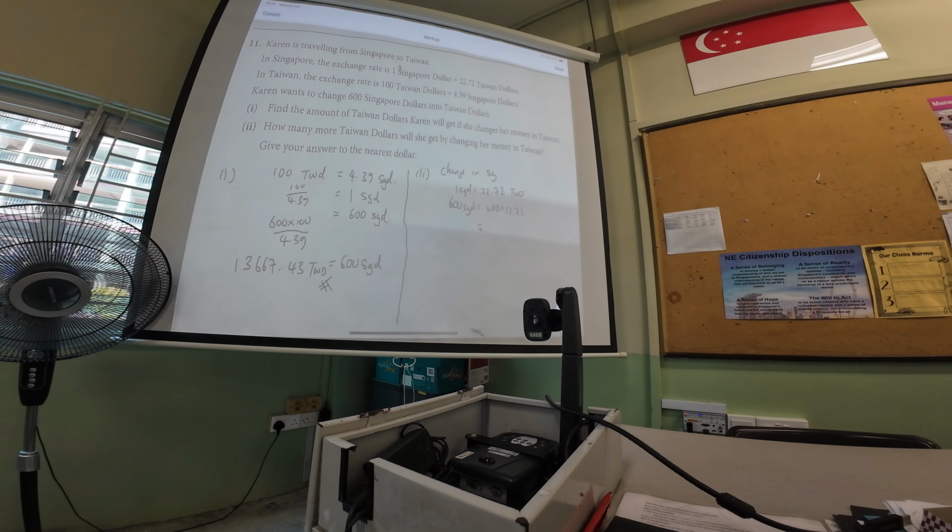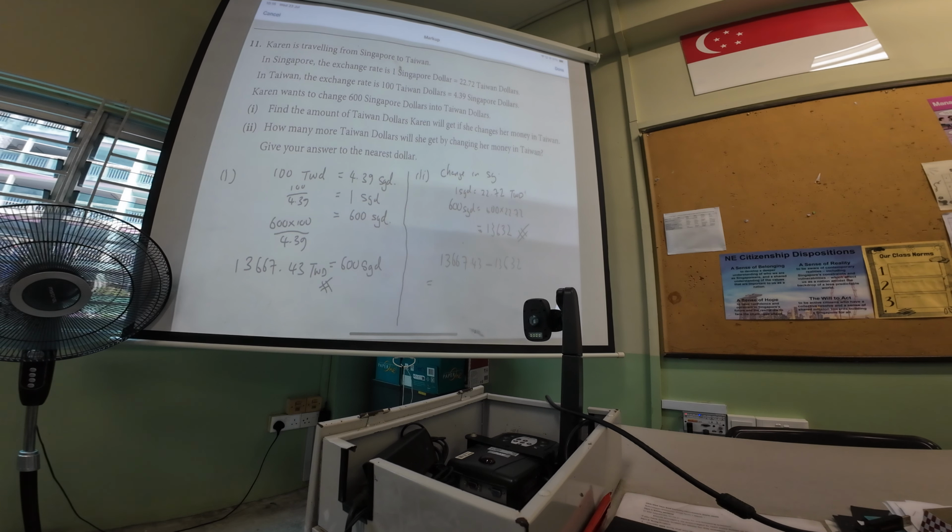Then when I change, of course, for the same $600 that I spent, I want to get more Taiwan dollars. So going to Taiwan to change is a better deal. Changing in Taiwan, I will get a bit more Taiwan dollars. How many more Taiwan dollars? So I will take 13667.43 minus 13632. So 35 to the nearest dollar. So 35 TWD more.